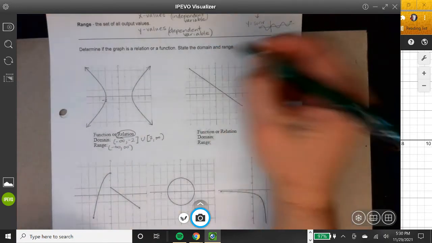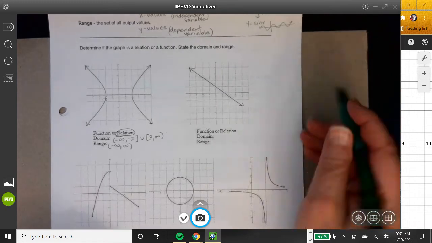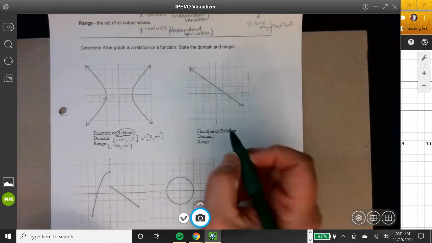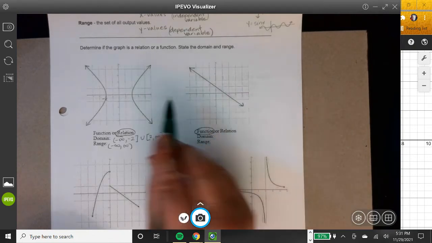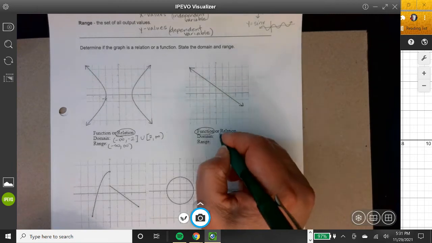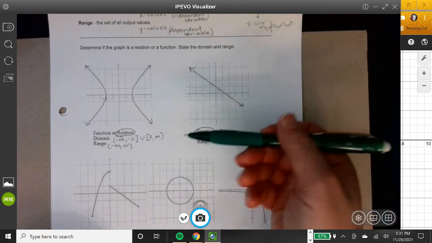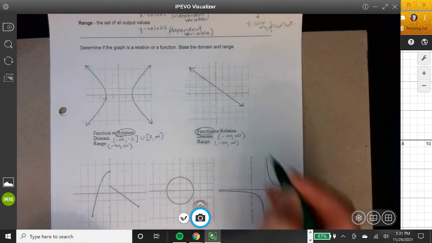This one here is a line with a negative slope. Is this a function? Does it pass the vertical line test? I would say yes. For every x, there's exactly one y. So this one's a function. Its domain is clearly all real numbers, and I like interval notation. Its range is, again, all real numbers. And this one is a function.